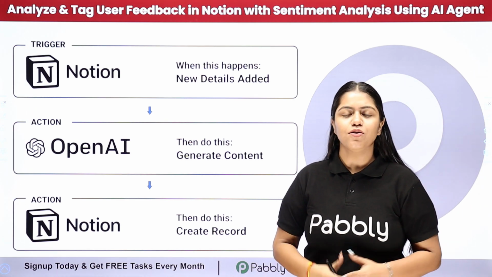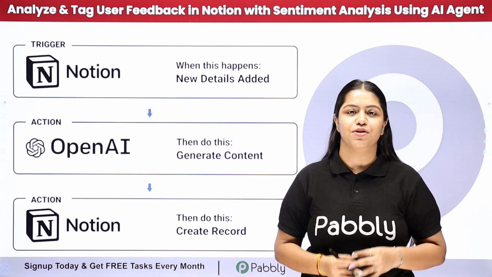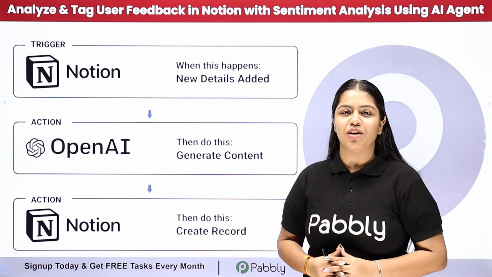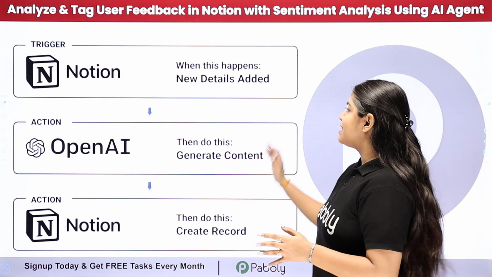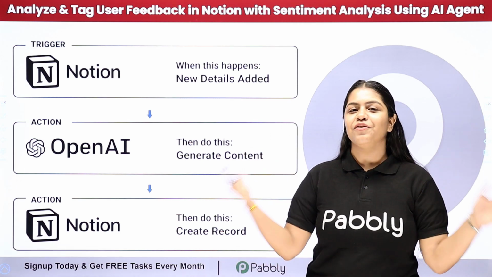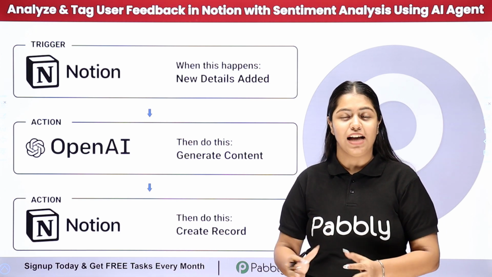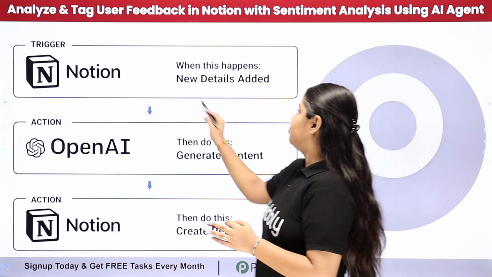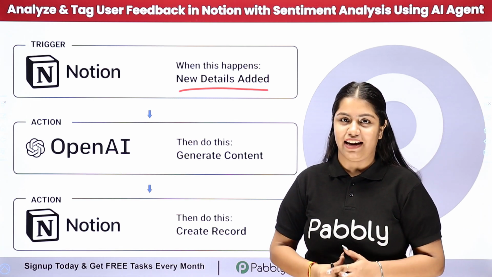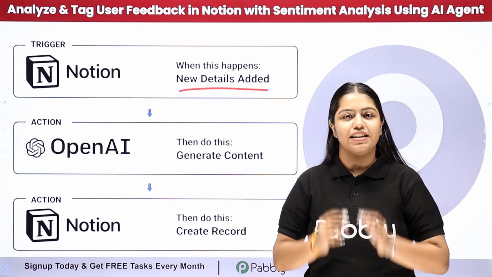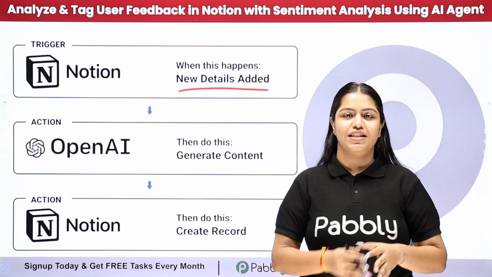So like you, I also used to manually analyze the user feedbacks, but this is such a time consuming and tedious task. So to solve this problem, I have simply created this amazing automation where as soon as I add my user feedback in my Notion database, automatically my AI agent is going to generate me the analysis, and further we're going to add that analysis back again into a Notion database.